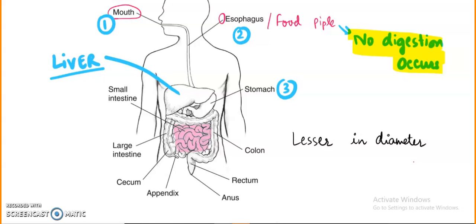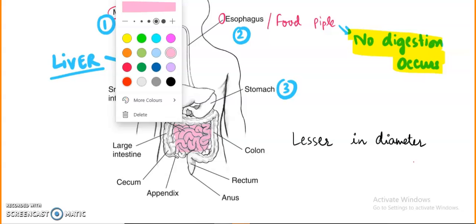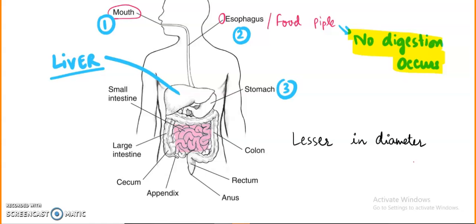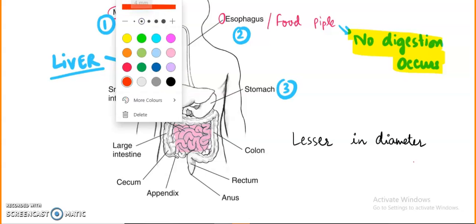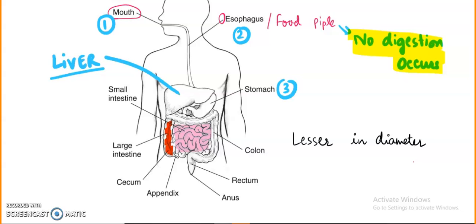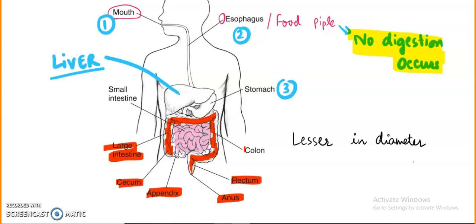So the stomach leads into the small intestine, and the last part is the large intestine. Okay, so the large intestine is everywhere surrounding the small intestine. I have colored it with red so that you can identify. The large intestine is marked here also. Cecum is a part of the large intestine, and so is the appendix. Rectum, anus, colon, these are all the parts of the large intestine. When we study the large intestine, then we will study the subparts of it.